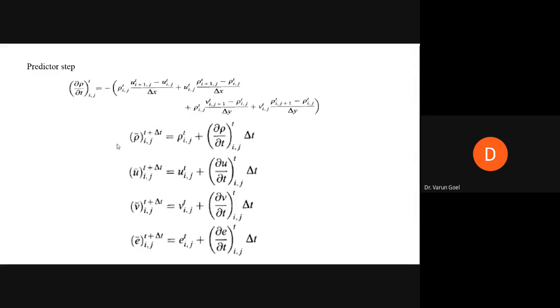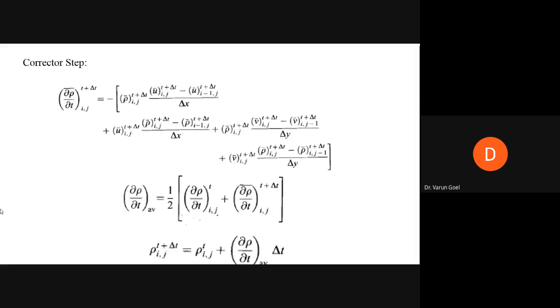So now I predict the rho i,j at t plus delta t, that is rho i,j,t plus del rho by del t at i,j,t into delta t. And similarly, I can calculate this for u, v and e. So now we have calculated a first step, that is rho bar i,j,t plus delta t.